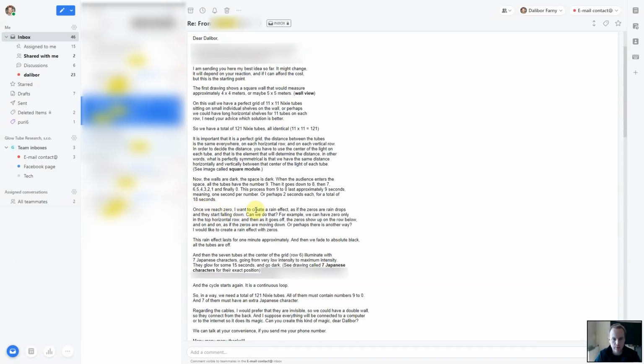Once we reach 0, I want to create a rain effect, as if the zeros are raindrops and they start falling down. Can we do that? For example, we can have 0 only in the top horizontal row, and then as it goes off, the zero shows up on the row below, and on, as if the zeros are moving down. Okay, so this means like the zeros will be falling like in a free fall. That's another important parameter which will determine the minimum refresh rate for the display.